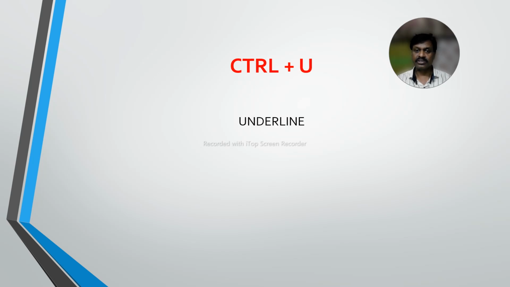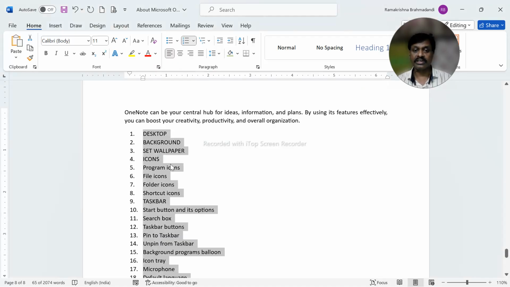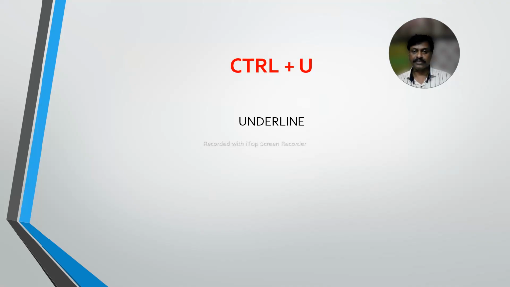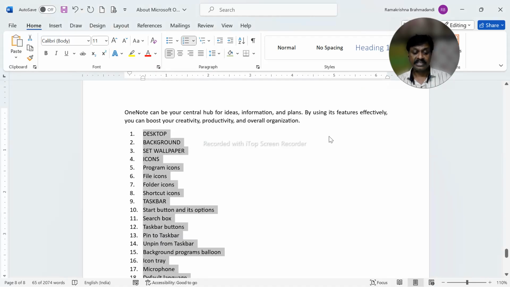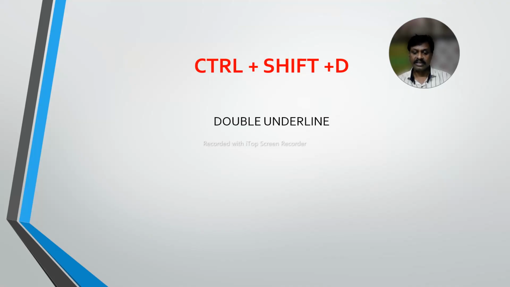Next is what? Control U. U for what? Underline. If you press Control U on the selection, all the words will get underlined. Again, if you press Control U, underline will be removed. Next, Control Shift D. For this word, double underline. If you press Control Shift D, see all the selected words are underlined double, right? Double underline. Undo. Press down arrow key.